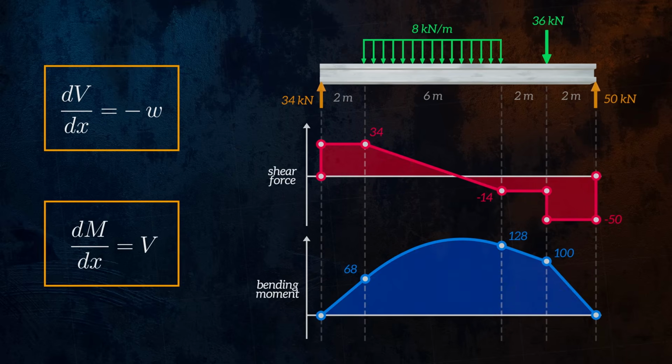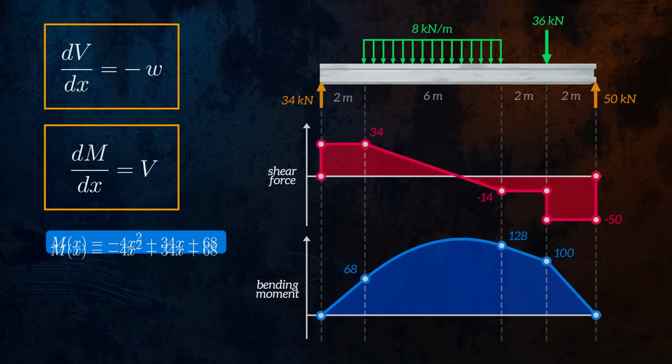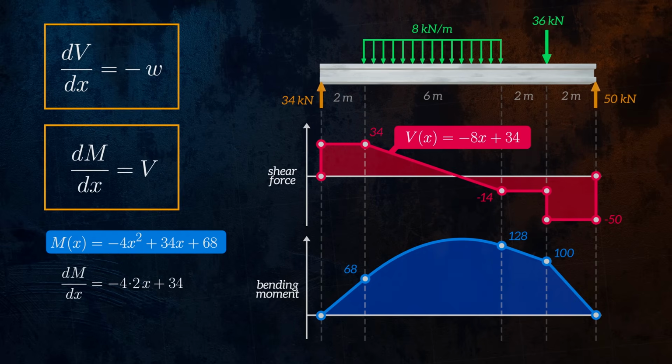By using the free body diagram method, we can show that the bending moment curve for the section of the beam under the distributed force is defined by the quadratic equation -4x squared plus 34x plus 68. If we differentiate this equation, we get -8x plus 34, which based on the dM/dx equation above, we now know is the equation for the shear force curve in this section of the beam. If we differentiate again, we get -8, which is the equation for the distributed force.